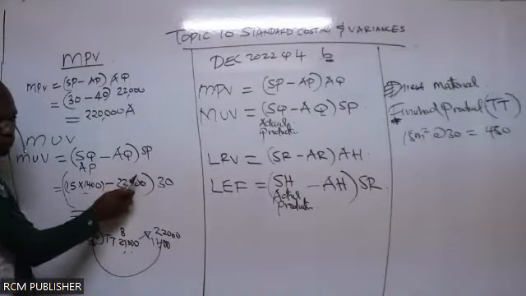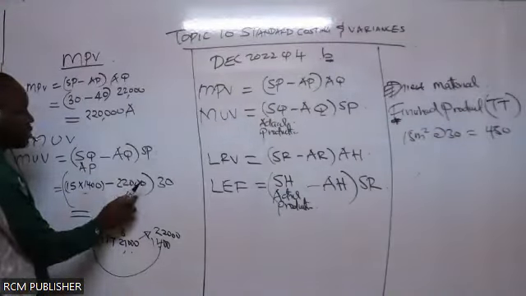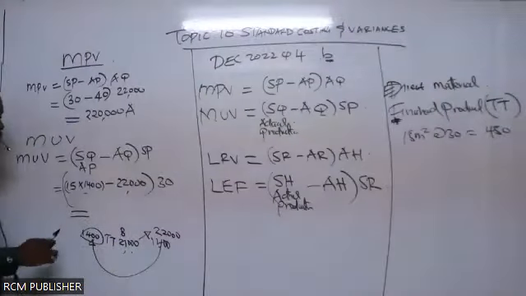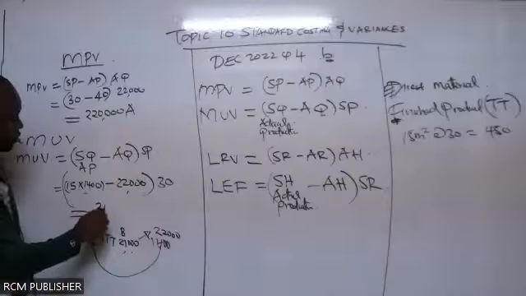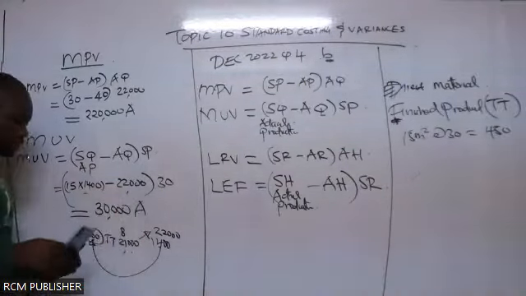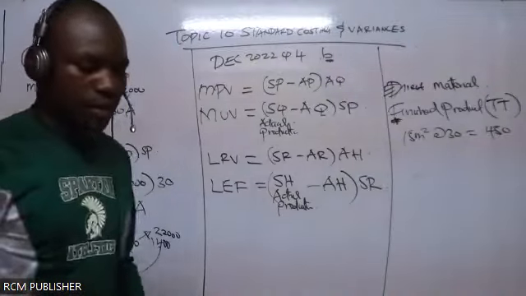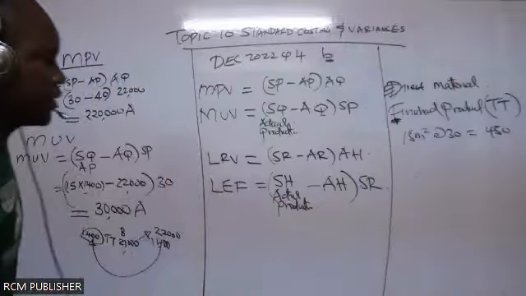21,000 minus 22,000. 21,000 minus 22,000 gives us how much? You're going to have 1,000. 1,000 by 30, what do we get here? And I know very well it is adverse. It is adverse. Sorry for that.